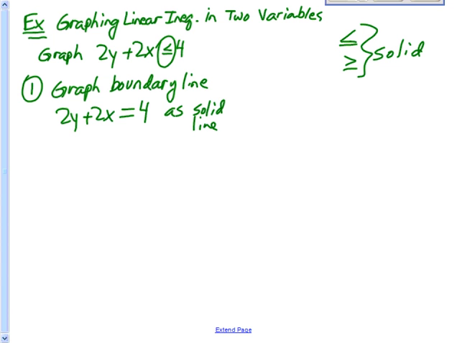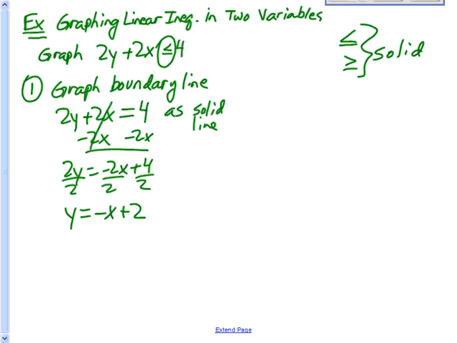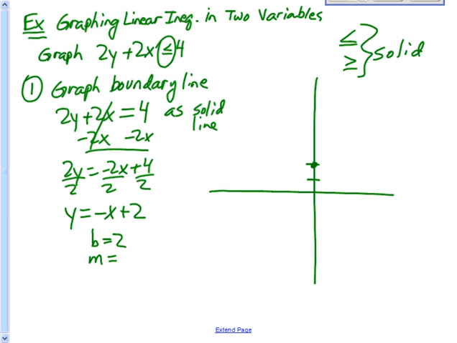Okay, so what do we do? Well, we put it in slope-intercept form. It looks like y equals negative x plus 2. So we go to our graph. Our y-intercept, remember our b is 2, so put that on there. Our slope is that negative 1 in front of the x, so we're going to go down 1, right 1. Put a dot, right? Down 1, right 1. We can keep going with this if we want to.